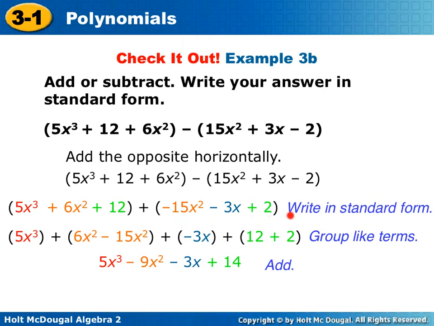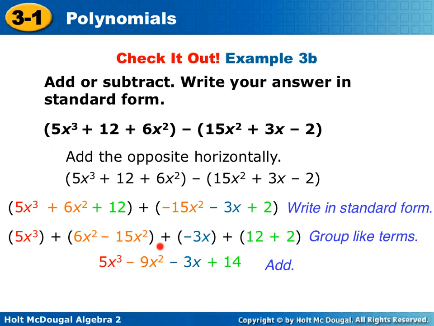Once you have that, now it's just adding like terms. So 5x cubed, there's no other. X squareds are your oranges, so they're being added here. Next thing we need is x's. There's none over here. And then the constants, which are the greens. And add them all up and you get this.